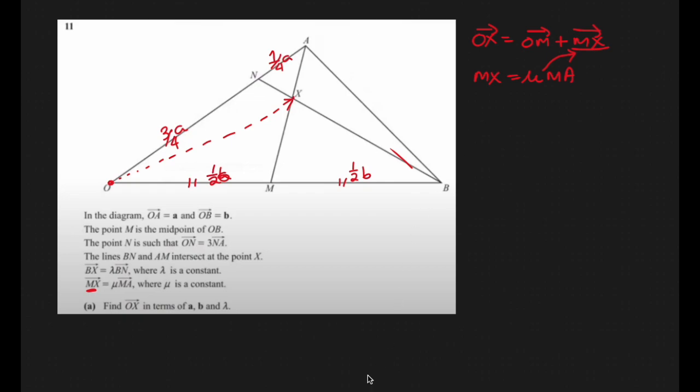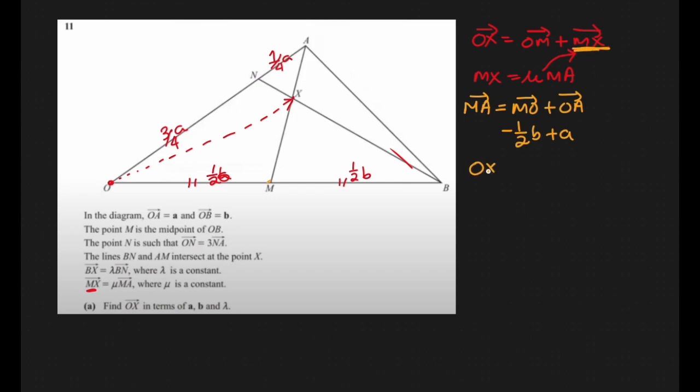But first we should know what MA is. So let me write here MA. M to A, I will go to O first, so MO, then from O to A. And we know that MO is negative half B because it's the opposite direction. Half B is in the direction OM, so MO will be negative half B. OA is A.